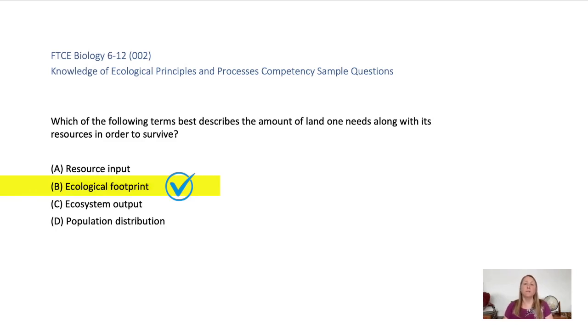An ecological footprint is a term used to describe how much land is needed along with its resources in order for an individual to survive. For example, how much land is required to support one's food, heating, and shelter needs.